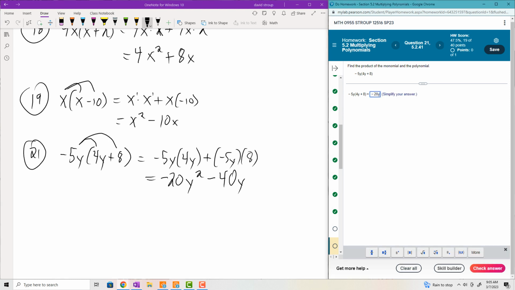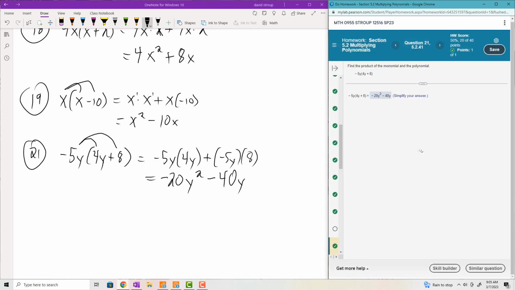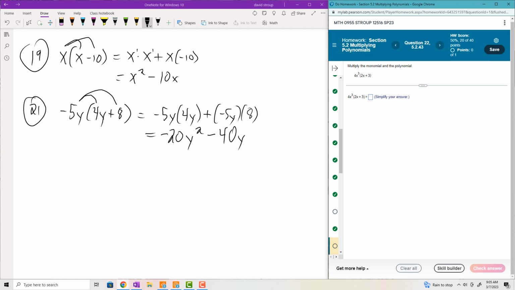Negative 20y squared minus 40y. And eventually, we hope you can do these in your head. You don't have to write them all out. In the beginning, it's not a bad idea to write them out, though. 20. Let's skip ahead.